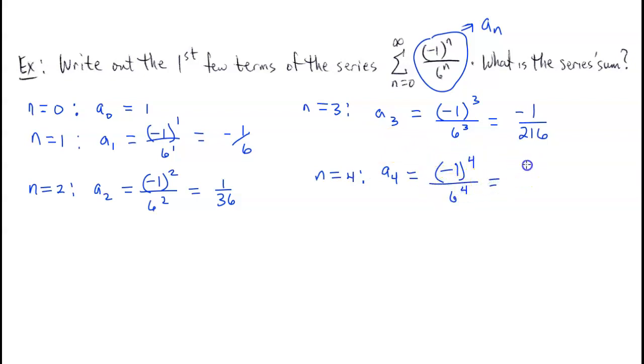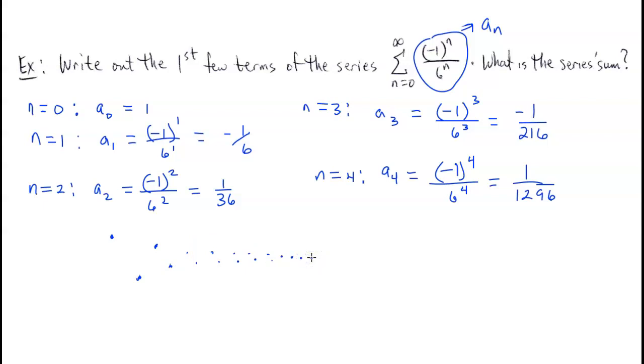6 raised to the 4 here, which would be a positive 1 divided by 1,296. So we listed the first 4 terms. What we can see is that the sign of each term is alternating, and that's fine, but as the numbers alternate in sign, the higher the value of n goes, the lower the number gets. So we start off positive, negative, positive, but less so than the other one, negative, more so than the other one, and it just keeps on doing this.